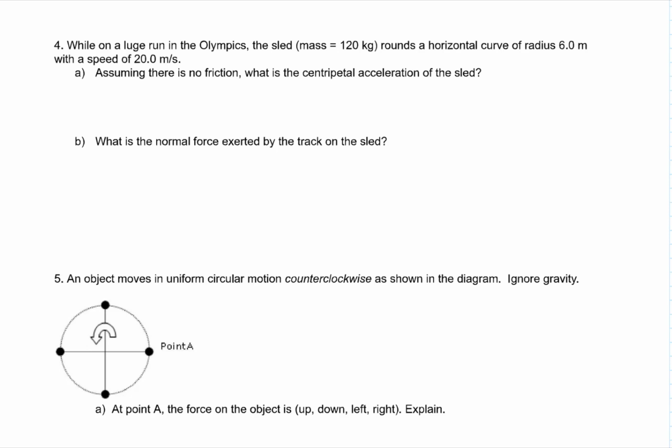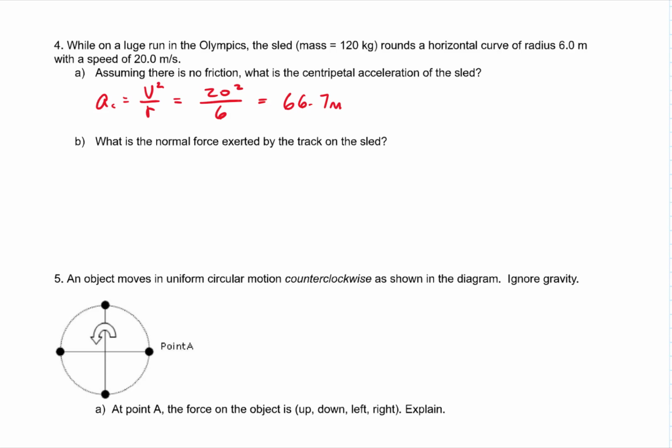Number 4, while we're on a luge run at the Olympics, the sled rounds a horizontal curve of radius 6 meters with speed 20 meters per second. I want to know the centripetal acceleration of the sled. Well, centripetal acceleration is v squared over r. I've got the velocity, that's 20 meters per second. We're going to square it and divide it by the radius of 6. So that centripetal acceleration comes out to be 66.7 meters per second squared.